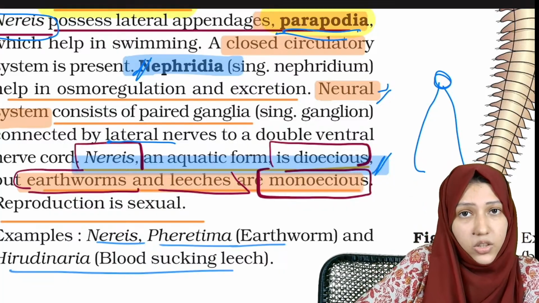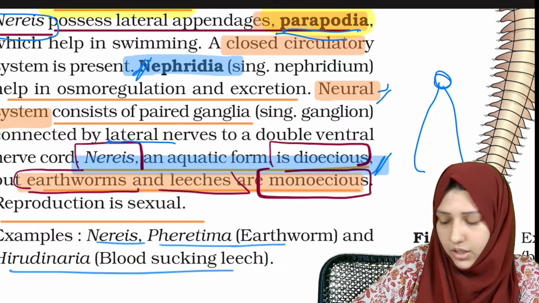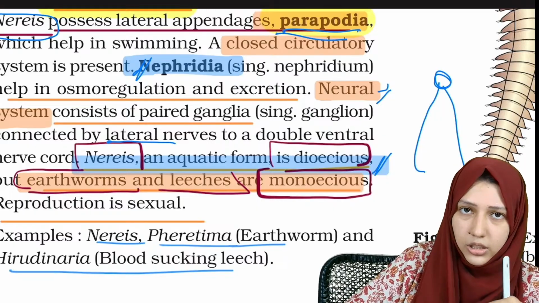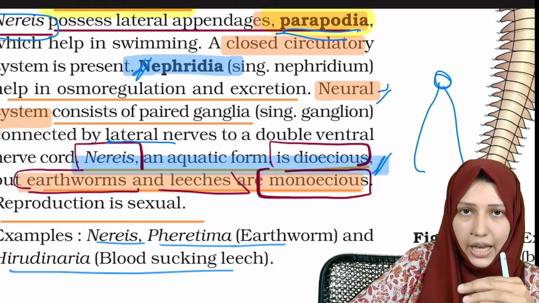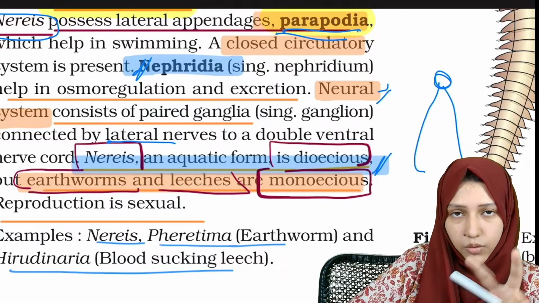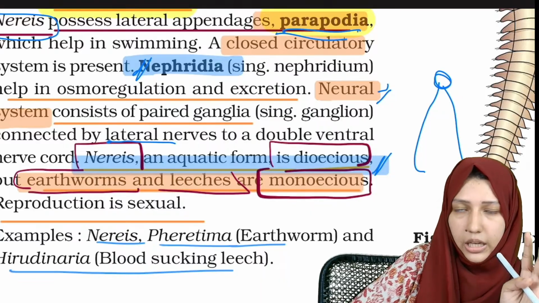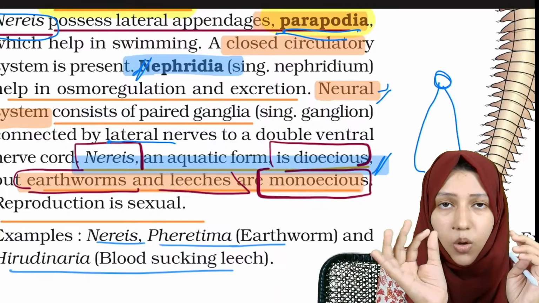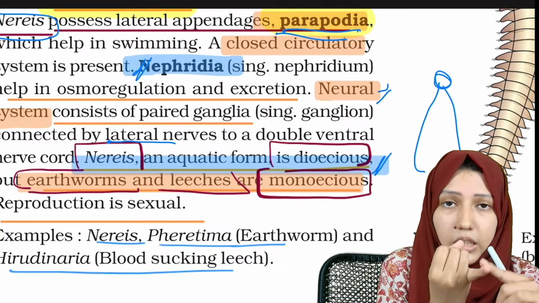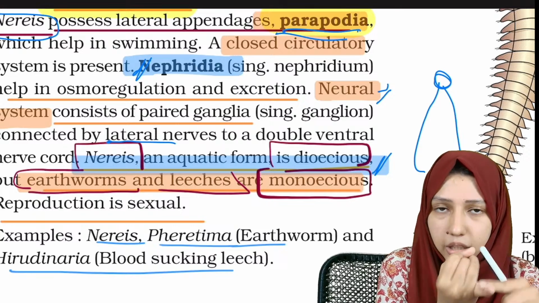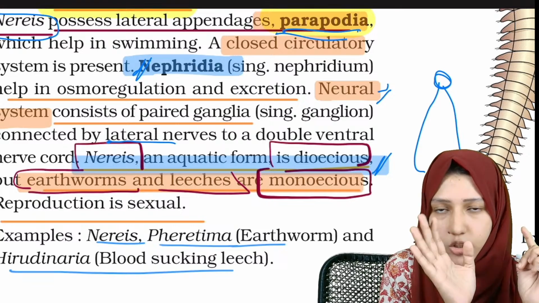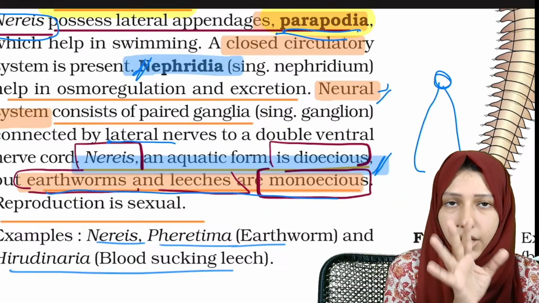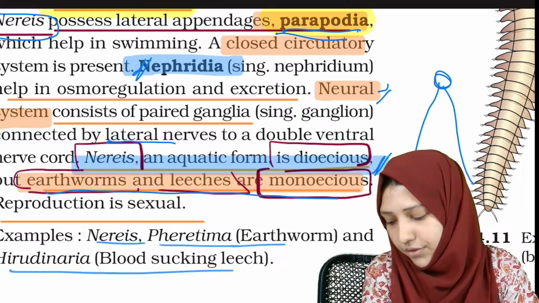What do you mean by dioecious? It means both the sexes are separate. And even though we have reached the state where both the sexes are separate, in annelids there are examples which are monoecious. In annelids both dioecious and monoecious species are present. Which is the dioecious species? Nereis is dioecious. Earthworm and leech are monoecious. Clear? You should not confuse between them.